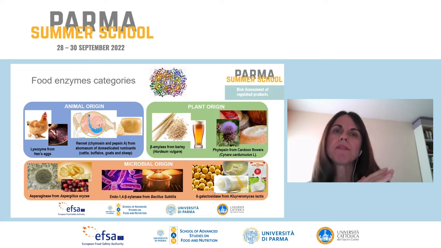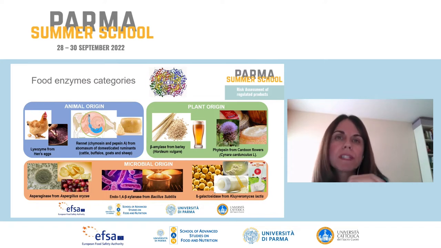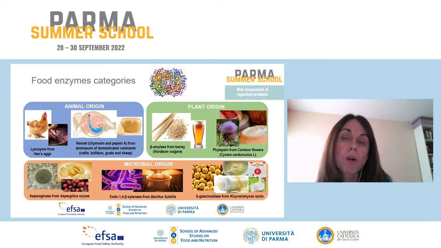Okay, as we have seen before, enzymes are present in all living things. However, commercial enzymes are basically obtained from three primary sources: animals, plants, and microorganisms. So now I would like to show some examples of applications that we receive for evaluation of enzymes obtained from each source. And as an animal-derived enzyme, probably the most popular is rennet or renin, which is used for coagulation of milk in the first stage of cheese production.